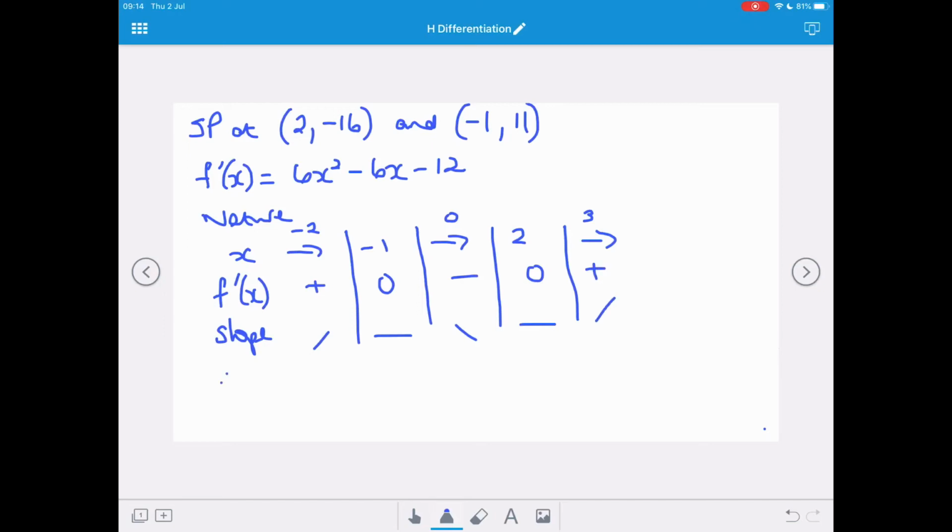So you can see that looking at our nature table, we're going to have a maximum stationary point at the point (-1, 11), and we're going to have a minimum stationary point at the point (2, -16).